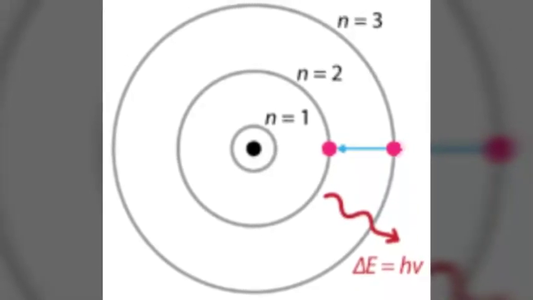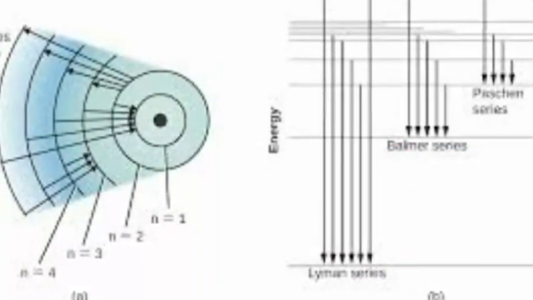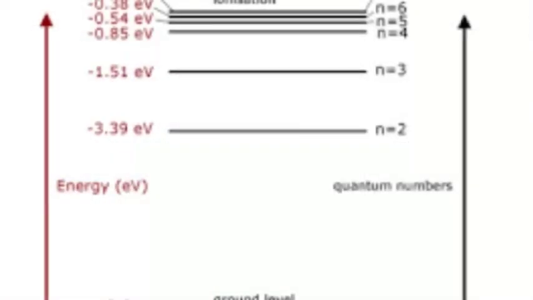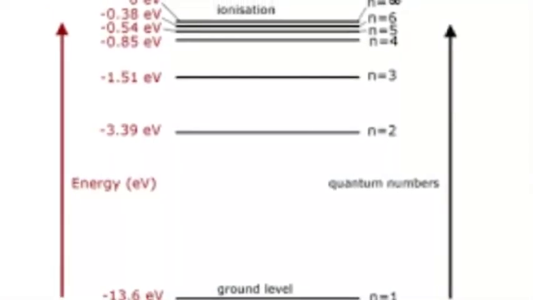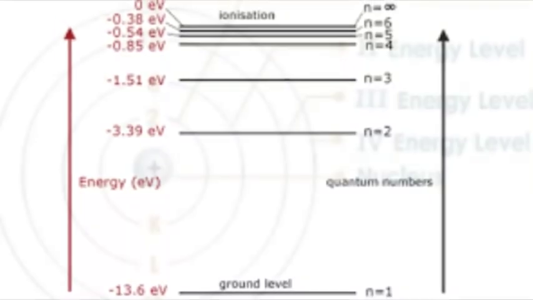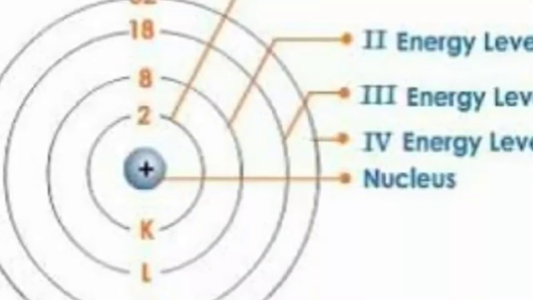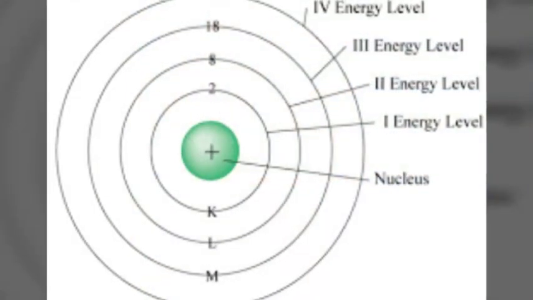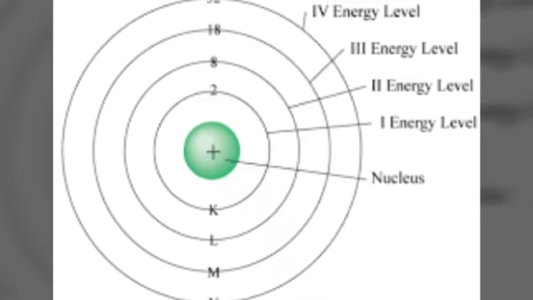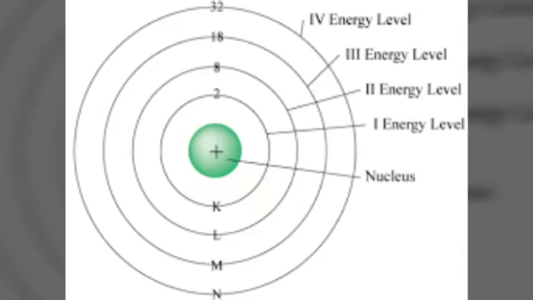We know that each orbit has a fixed amount of energy associated with it, and the larger the orbit, the greater is its energy. It becomes clear that outer orbit electrons possess more energy than the inner orbit electrons. The given figure is known as the energy level diagram. The first orbit represents the first energy level, the second orbit indicates the second energy level, and so on.